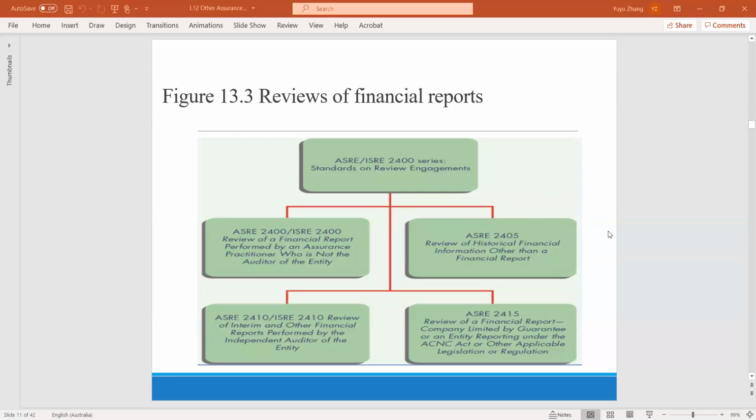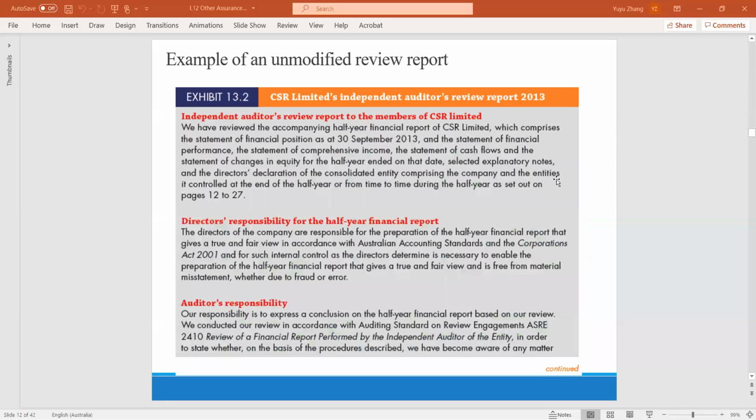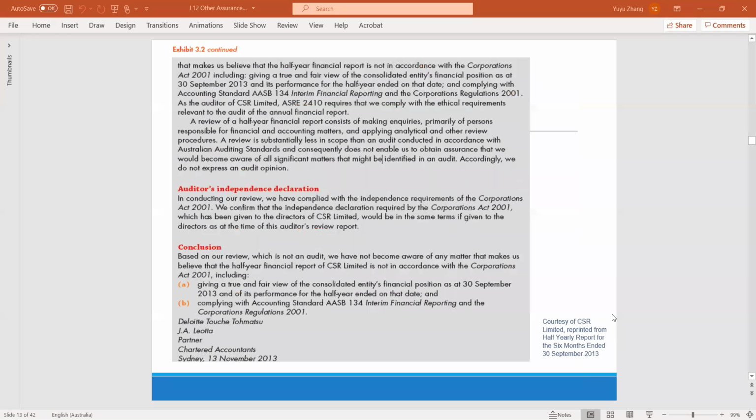Okay. For review of financial reports, we are using the ASRE 2400 series. And here is an example of a review report. If you're interested, you can read it after class.